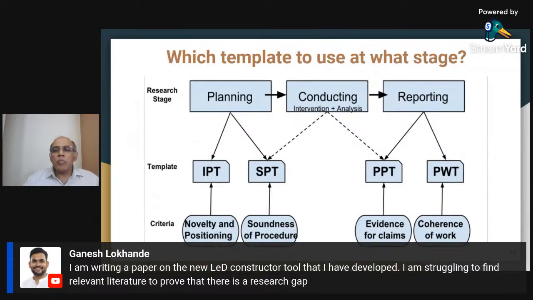So if it's a constructor tool, how to make an LED, it may not really be a research paper, it may be more of a development paper. Because it may be more about the tool that you're using, or the steps that you're making. So if it is part of the steps of how to make a video, if they are well known, then it is going to be very difficult for you to say that the tool is new.